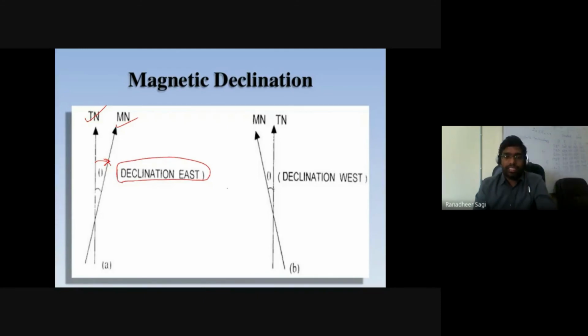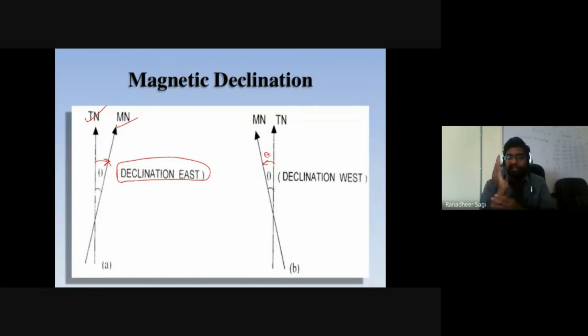In case the angle made by your magnetic meridian with respect to your true meridian, from your true meridian, the magnetic meridian is now in the west direction. So that difference in angle between those two meridians I am writing as some angle theta, and that angle theta in this case is what we call declination towards the west, because the reference is standard. What is the standard direction? Always your true meridian direction is the standard direction.